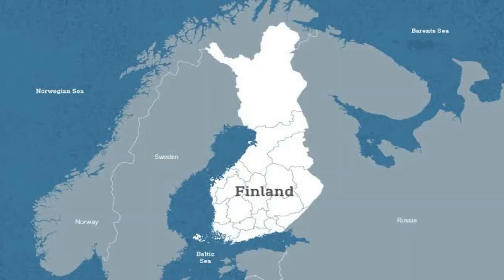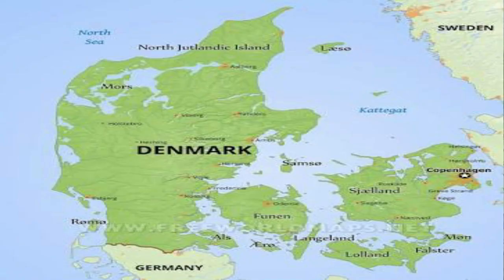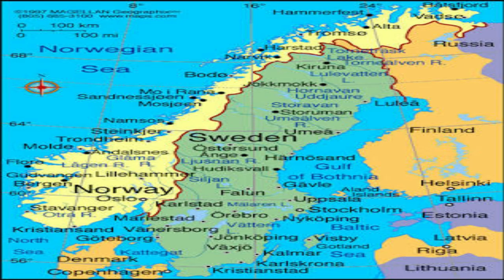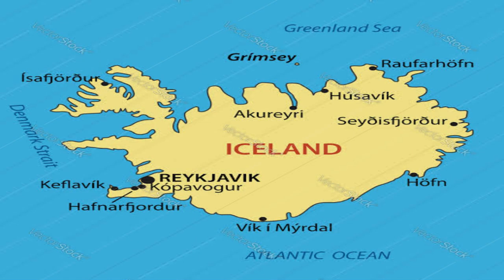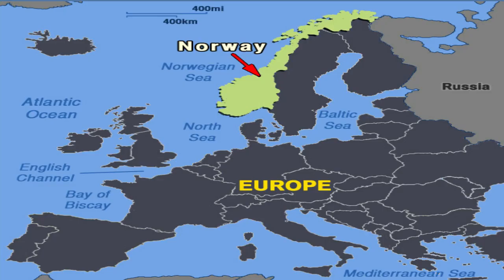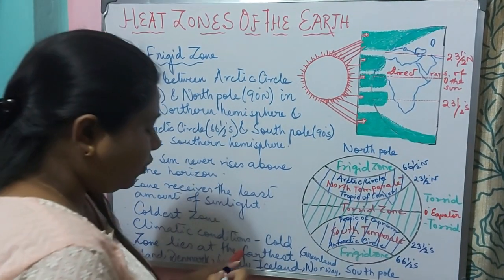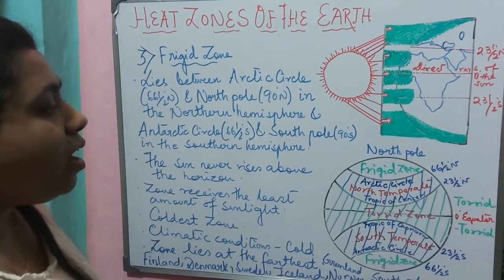Finland, Denmark, Sweden, Iceland, Norway. These are the countries that lie in the frigid zone.